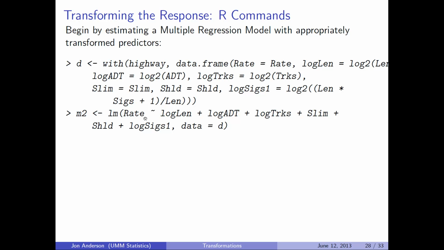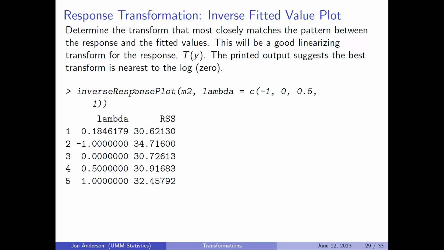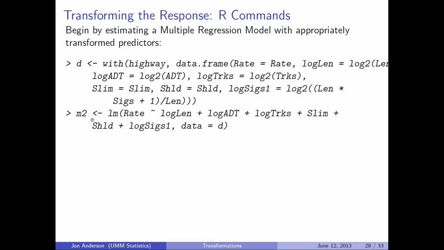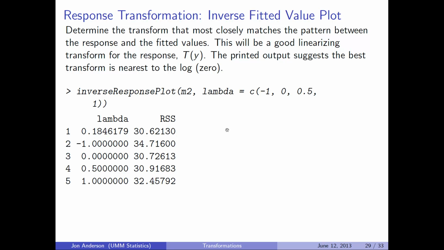Right now it might not be a terribly good choice because rate might not be in a very good measurement scale. Can we improve or transform the rate variable to make our modeling better? Well, we use the inverse response plot command. We supply it with an input of an estimated model, M2, which was defined right back here on overhead 28. M2 is a regression model. And we look through the lambda choices of inverse, log, square root, and do nothing.